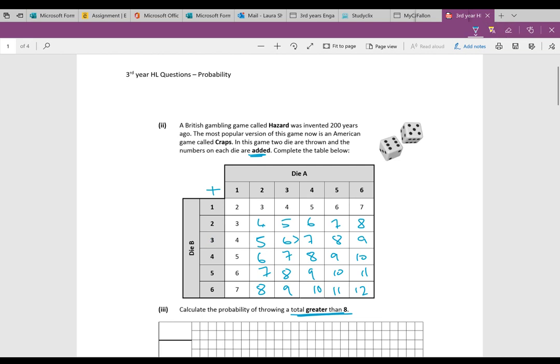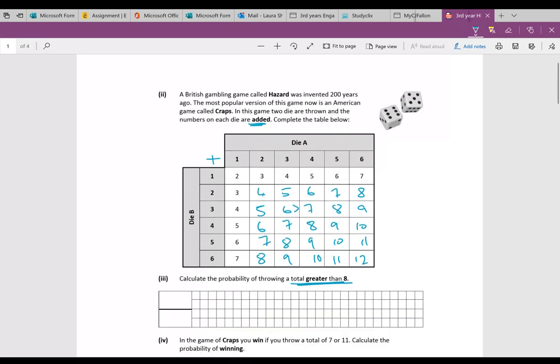Okay, calculate the probability of throwing a total greater than 8. So greater than 8 doesn't include 8. It includes 9, 10, 11, and 12. Okay, and if you look, there are 1, 2, 3, 4, 1, 2, 3, 4, 5, 6, 7, 8, 9, 10 out of a total 36 numbers up there, and that simplifies down to 5 over 18. And we should always be looking for the simplest fraction.